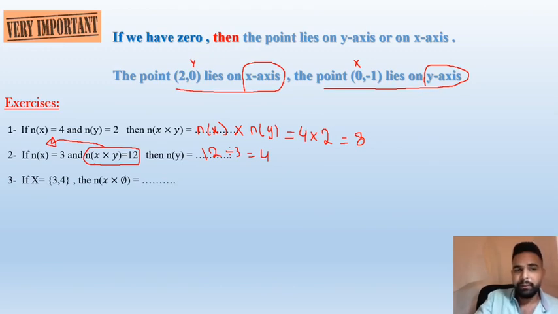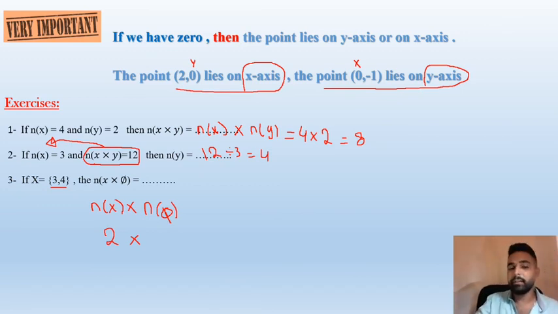Question number 3: if x equals {3, 4}, and y is the empty set, then n(x product y) equals what? To find n(x product y), we have to make n(x) times n(y). n(x) equals 2, because here we have 2 elements. n(y) is the empty set with no elements, so n(y) equals 0, and 2 times 0 equals 0.